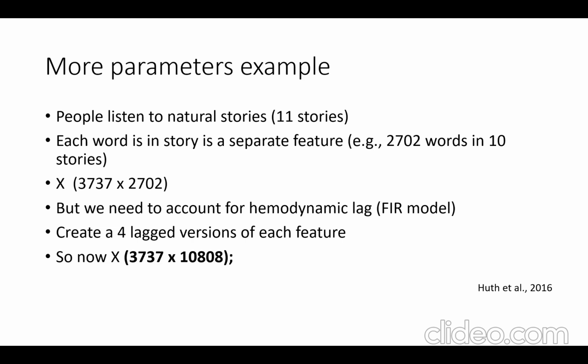So we have literally a separate regressor for each word. And if we have 2,700 words, we have 2,700 regressors. However, we have 3,700 time points. So this type of thing starts to become quite easily over-parameterized, where we have too many regressors for the number of data points that we have.